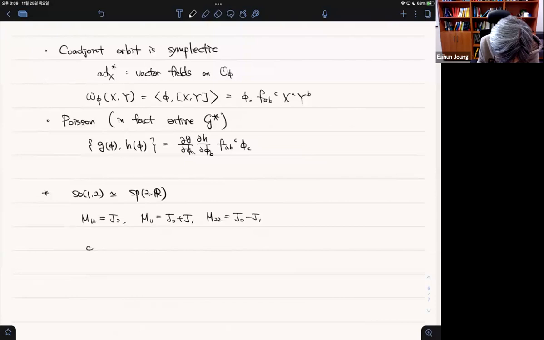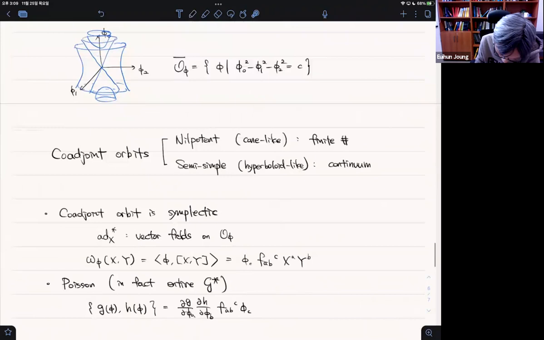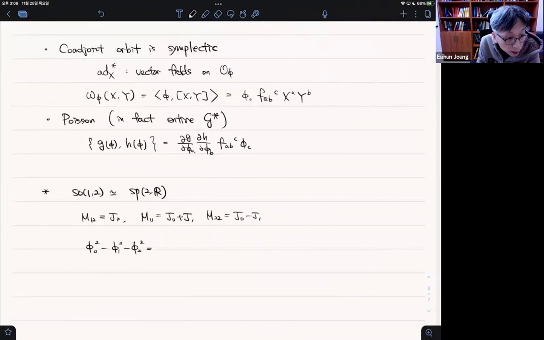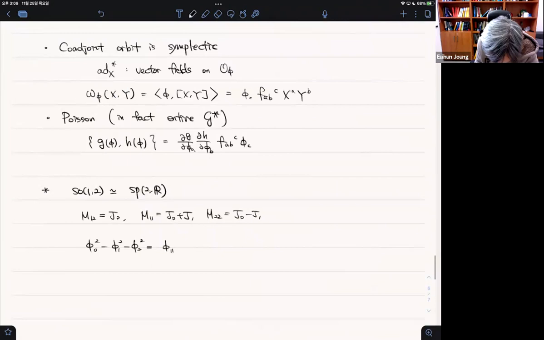So then the thing that describes this orbit is the radius. When C equals 0, we are on the orbit, we are on the cone. This is nothing but phi_11, in the sense of the dual of M_11, times phi_22, minus phi_12 squared. When this is 0, it describes the cone, the nilpotent orbit.